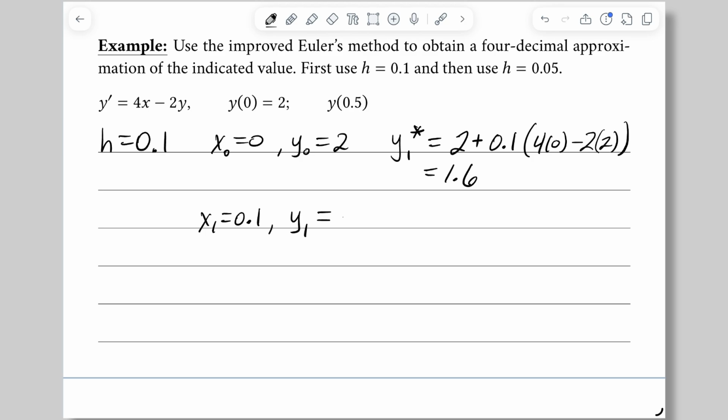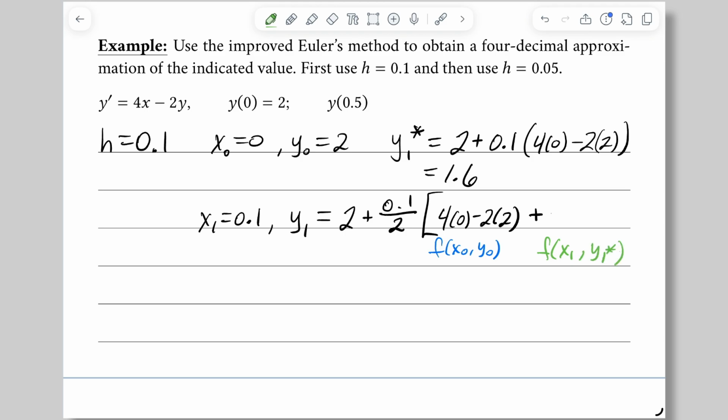y1 is equal to y sub 0 plus step size times an average of two slopes. So I'm going to write it down as 0.1 divided by 2 times f of x naught, y naught. So 4 times 0 minus 2 times 2 plus f of x1, y1 star. That's 4 times 0.1 minus 2 times 1.6, where 1.6 was from Euler's method. That gives us a value for y1 of 1.66.